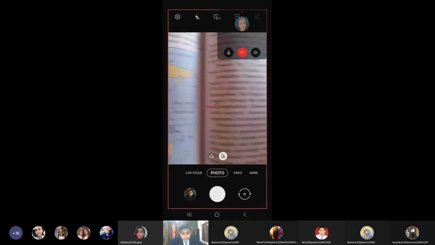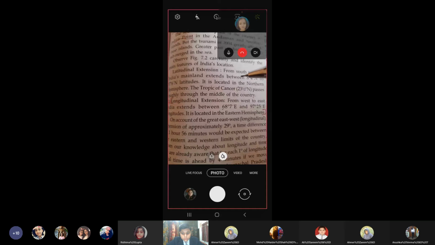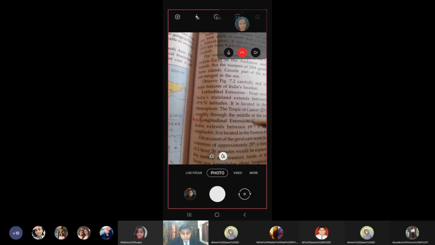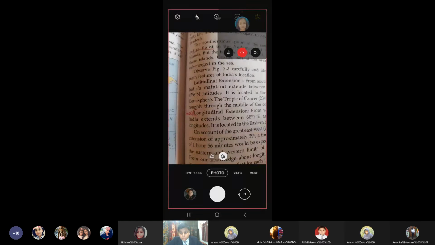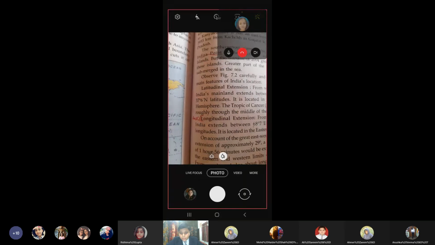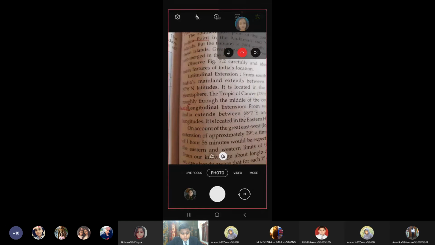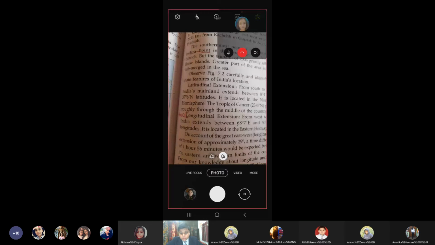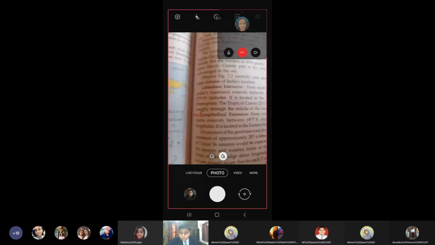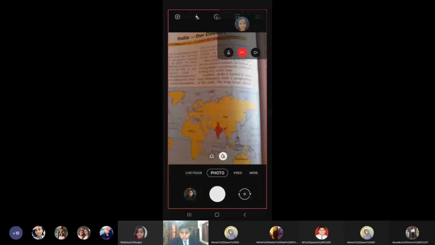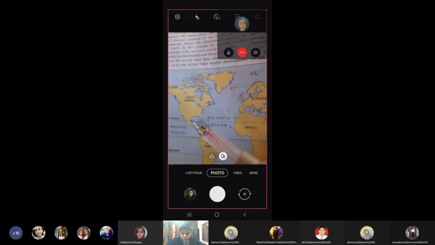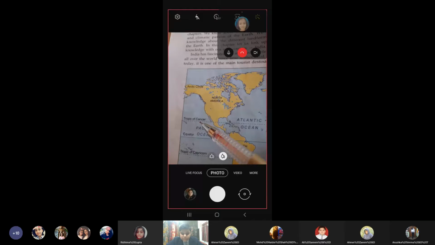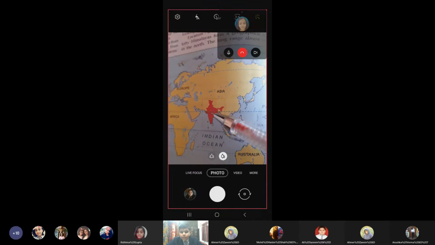Clear? Then they tell you the latitudinal and longitudinal extent of the country. That means from which latitude to which latitude India lies, and from which longitude to which longitude. Clear? We all know that India lies in the northern hemisphere and in the eastern hemisphere. We also know that the Tropic of Cancer passes through India. Can you see this line here? This is the Tropic of Cancer. Can you see the Tropic of Cancer passing through India, right in the center?